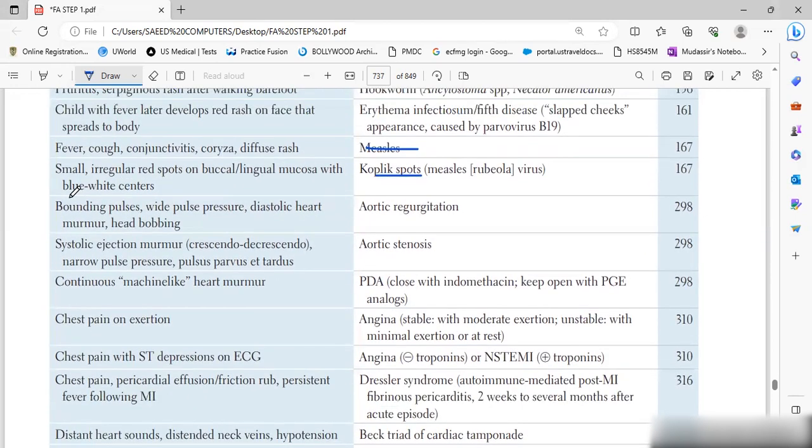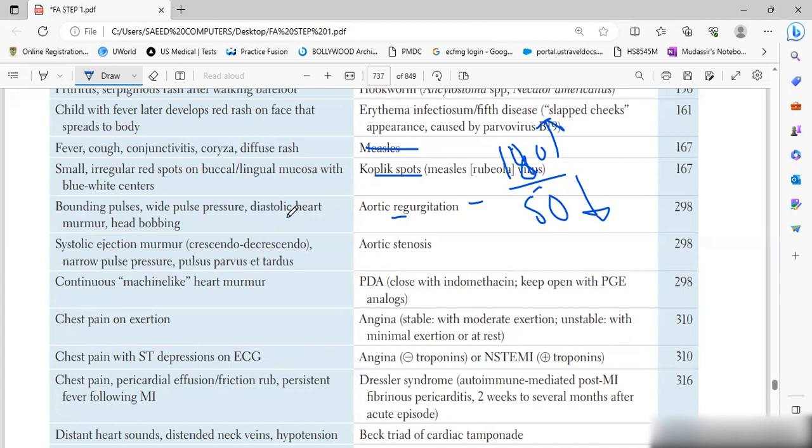Then bounding pulses, high pulse pressure, diastolic murmur, head bobbing. Remember this for aortic regurgitation. Whenever a question is given, systolic blood pressure will be high, like 180, and diastolic pressure will be decreased, like 50. Above will increase, below will decrease. This is called wide pulse pressure. And you will have a volume overload-like condition. Pulses will be high. You will feel pulse under the nail bed, and pulse will be felt in the head, like that.